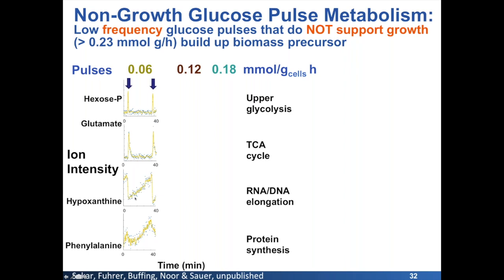And this is a compound, hypoxanthine, that's related to DNA and RNA elongation. So biosynthetic building blocks are actually already synthesized, even though there's very little glucose that we're feeding. Okay, so what is really happening? I can show you, if you pulse much more, twice as frequently, nothing changes in the upper part, it has very short peaks, but still there's an accumulation of phenylalanine, hypoxanthine, and many other amino acids, for example. So it really looks like carbon is rushing through central metabolism in just about no time, and then slowly accumulates between the pulses in building blocks for cells.